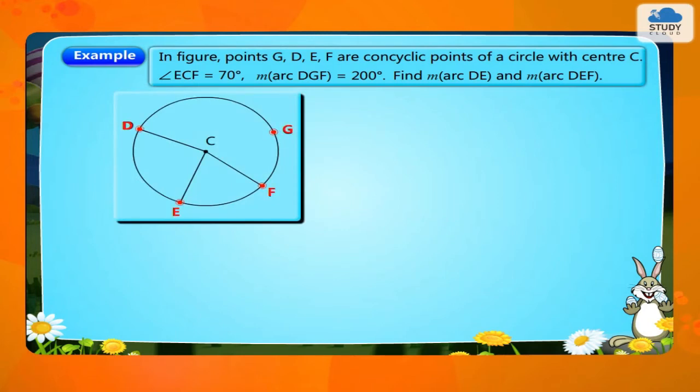Let us solve an example. In the figure, points G, D, E, F are concyclic points of a circle with center C.